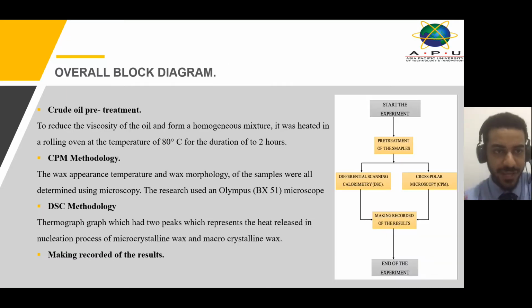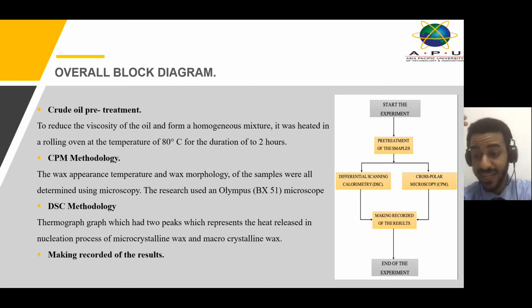So this is the block diagram whereby we can see what we conducted in our experiment. The first thing, we did preheat treatment, which involved the heating of the crude oil. Why do we do this? We do this so as to get a homogeneous mixture. Okay, and then two methodologies were conducted, which involved the CPM methodology, whereby this was conducted to observe the morphology of the sample, and DSC, which involved getting the thermogram, the heat release when the precipitation occurred, and then the readings were recorded.